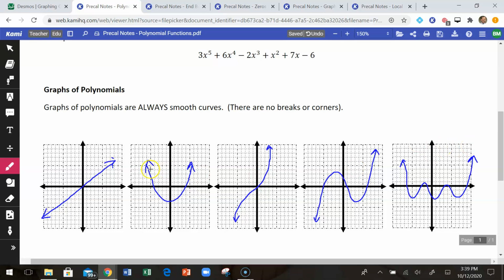So you can have a lot of different graph shapes, I guess, but in general you need to know that they are always very smooth. We call them curves, even though they might not necessarily look like a curve to you. But very smooth curves. Again, no asymptotes or anything like that going on with polynomials.